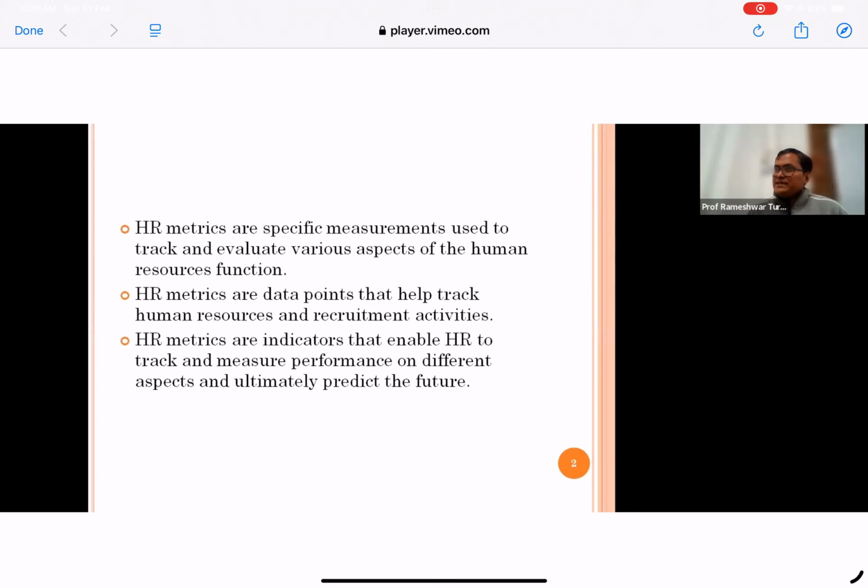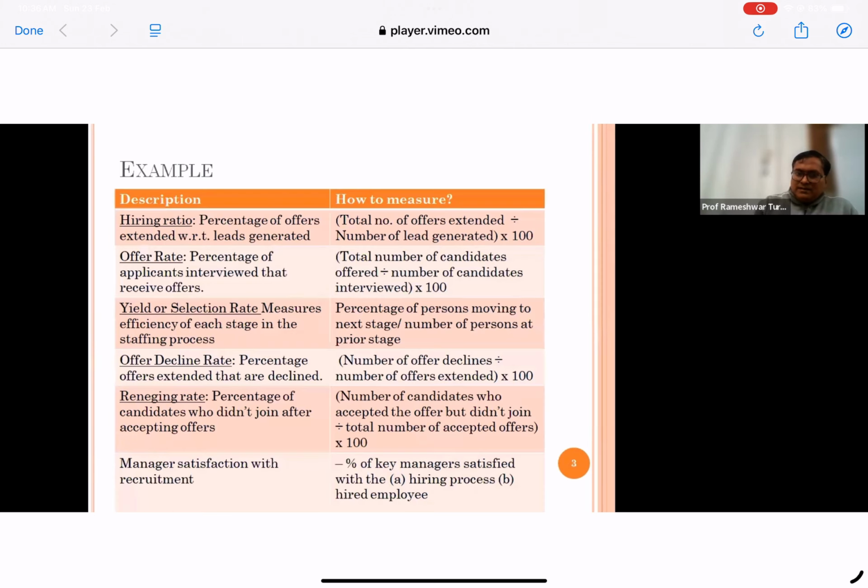The purpose is to track, measure, and see what can be done in the future so that performance improves. So 3 things we try to do. Some of the examples are given here.